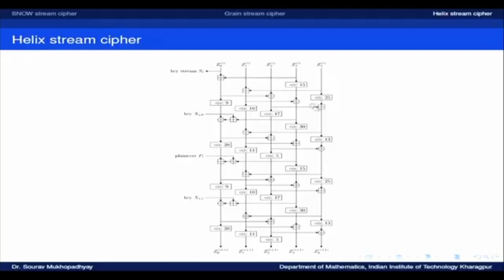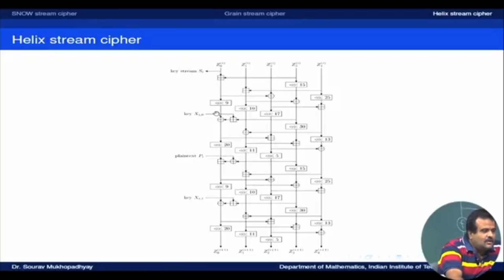Okay, so one example of this is Helix. Helix is a stream cipher. This is the state, and this is the next updated state. Here, if you see, we have used the plaintext. This is 32-bit, and this is bitwise XORing. This is the rotation operation, a cyclic rotation, and these are the keys. So this involves the plaintext. That is why it is called an asynchronous stream cipher.